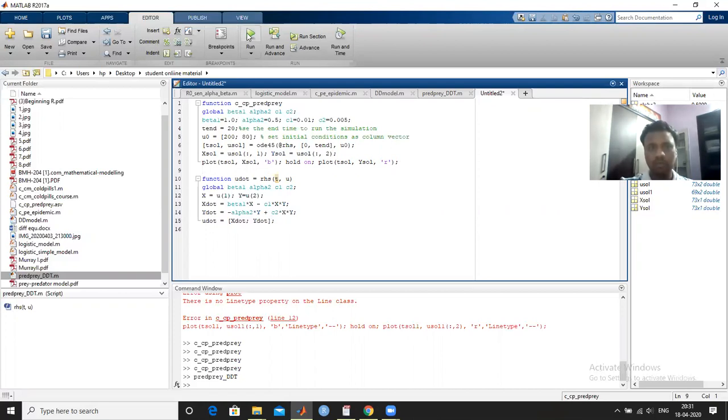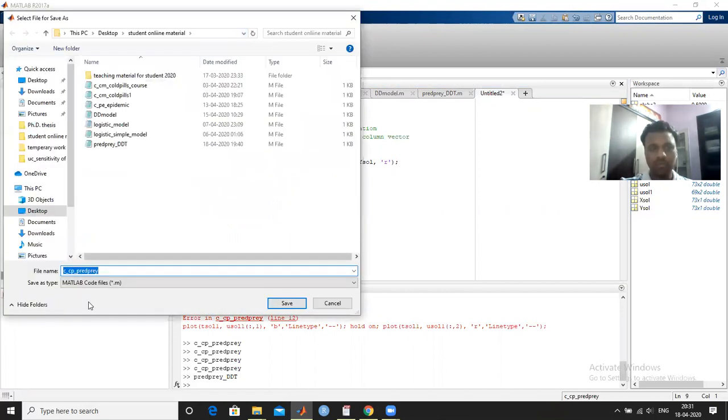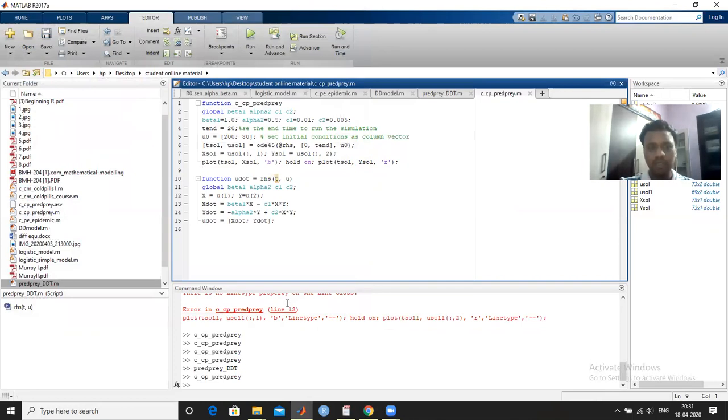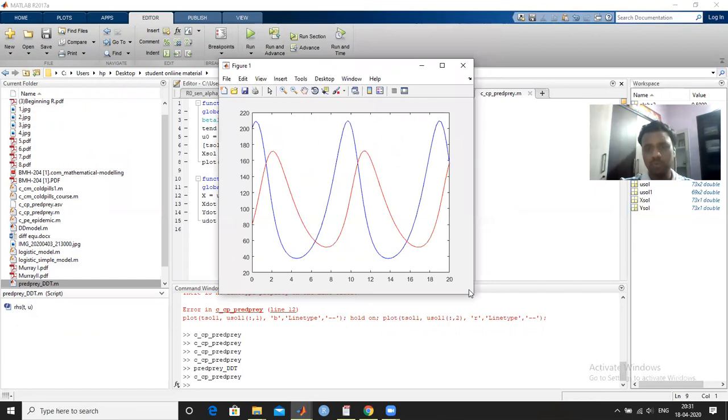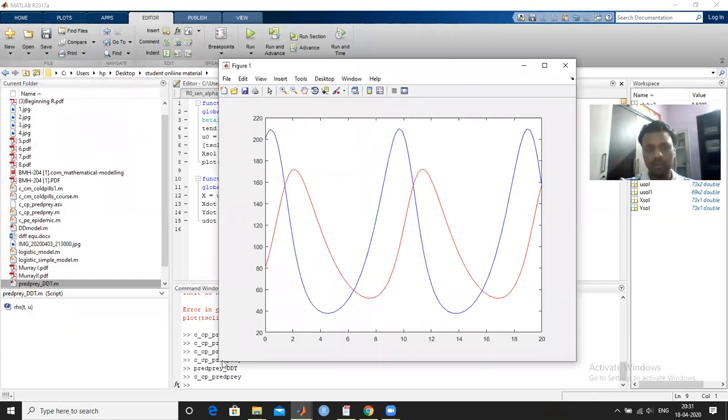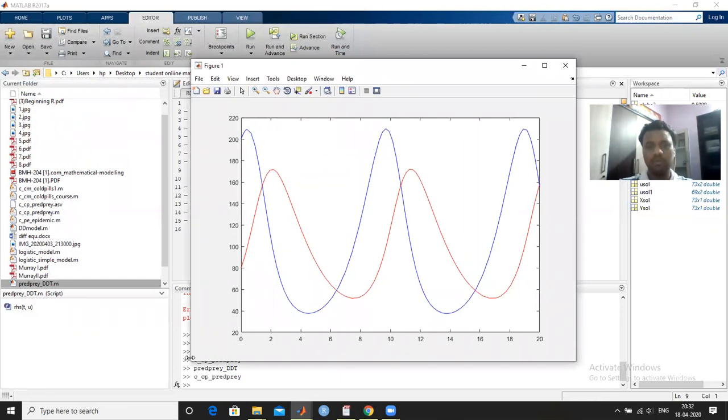Before running it, I have to save it. So I save it in this directory with the name CP predator model. And if I run it, this is the solution. Can you tell me which represents which? Just have a look. Initially, red is the population of the predator, and blue is the population of the prey.